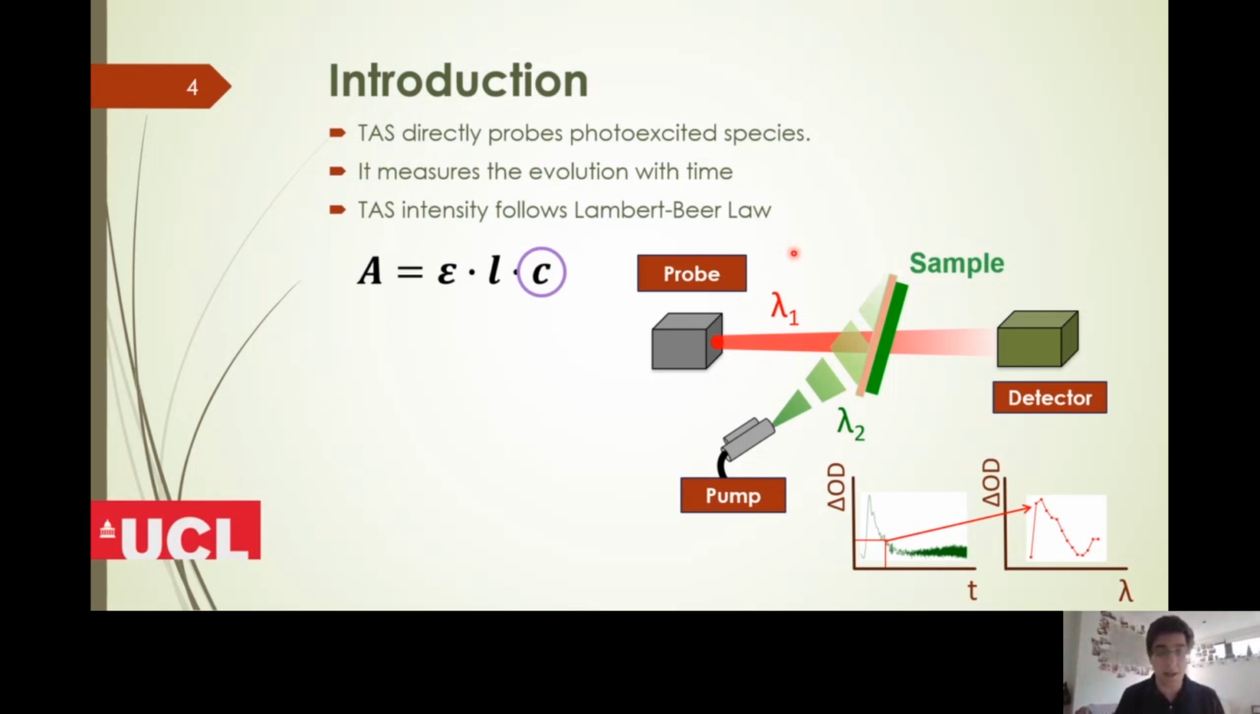This means that it's going to be proportional to the concentration. The more of these photoexcited species that you have, the bigger the signal will be. It will also be proportional to the extinction coefficient. This is very important because you cannot directly compare the intensity of two different species, because they can have different extinction coefficients. So you have to be careful with that.